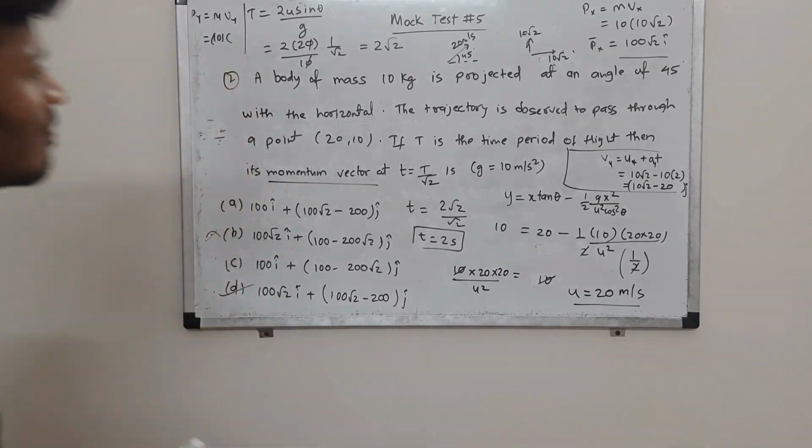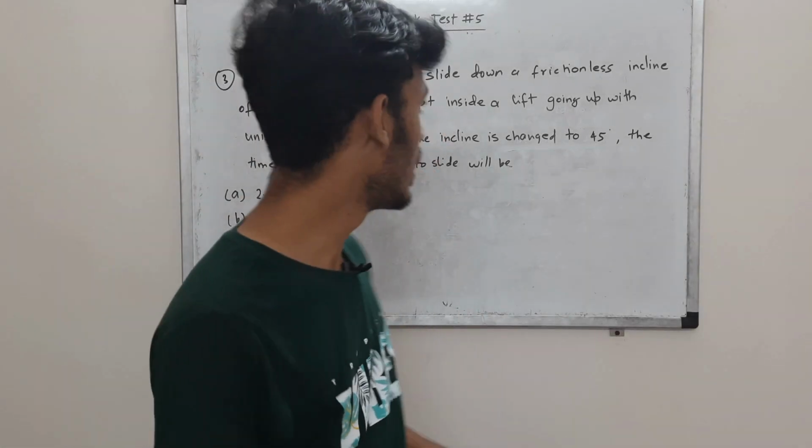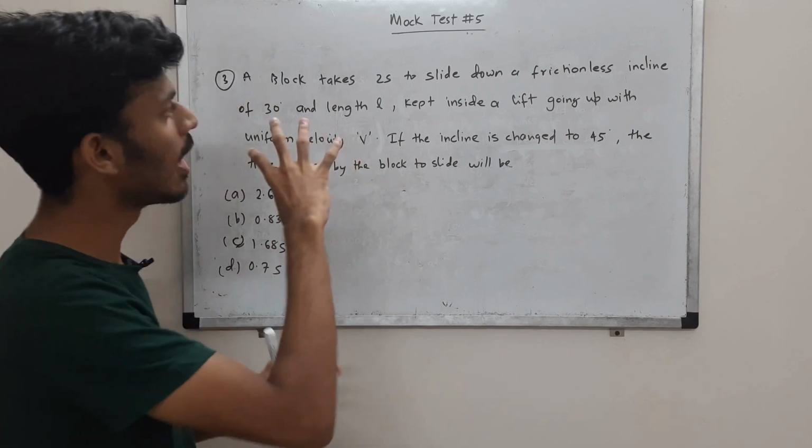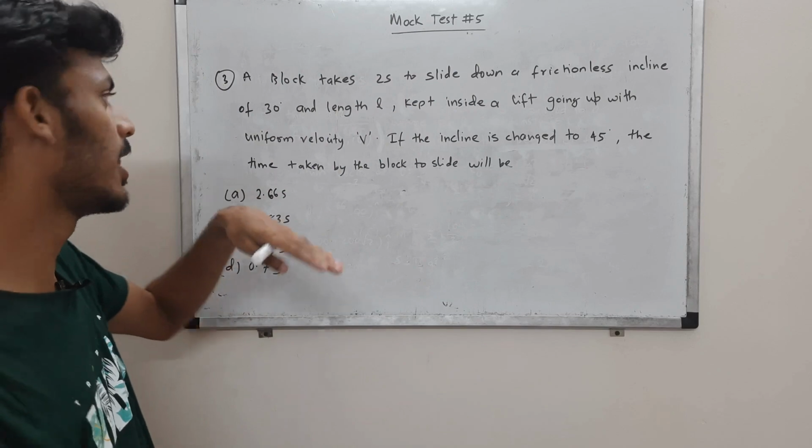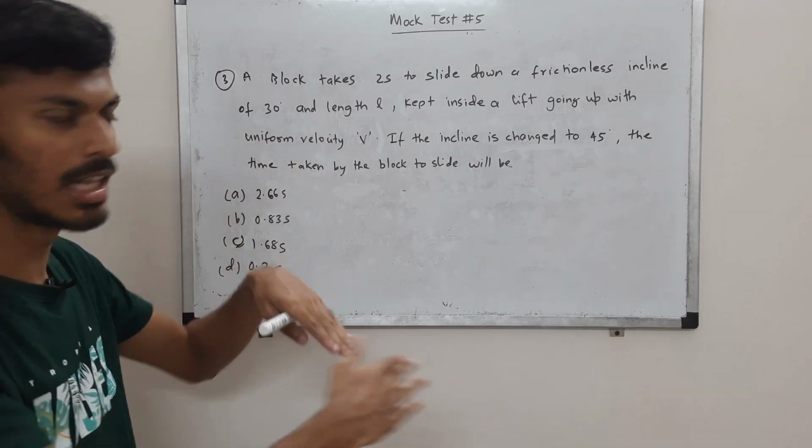Over to the next question. Question number 3 over here. In this question, we have a block which is sliding down an inclined plane. It takes 2 seconds to slide down an inclined plane, making an angle 30 degrees. The length of the incline is L.